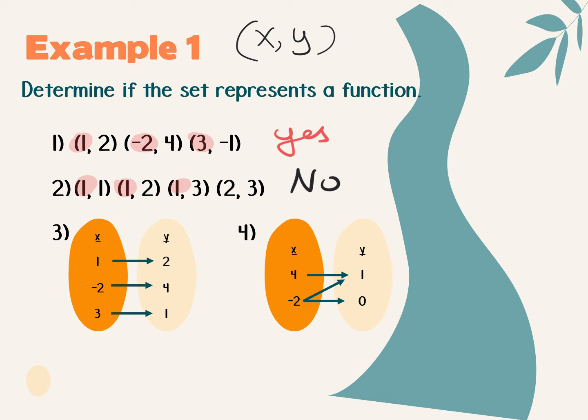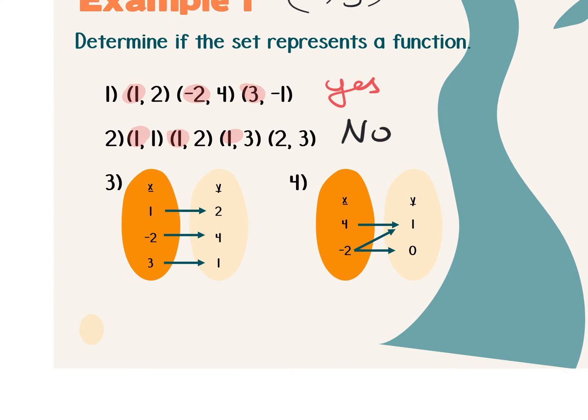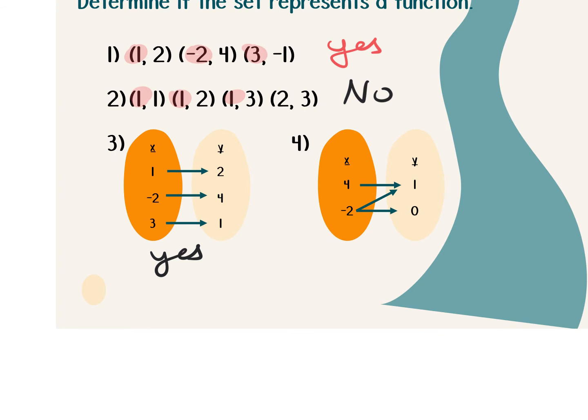Now, when you have a mapping diagram, like these ovals, or they look sort of like ellipses, as long as one arrow is coming out of each x, it's a function. So this would be a function because each one of my x values is paired with exactly one y. I could turn these into ordered pairs. It would become the ordered pairs 1, 2, -2, 4, and then 3, 1. So these would be the ordered pairs. You're looking at the arrows.